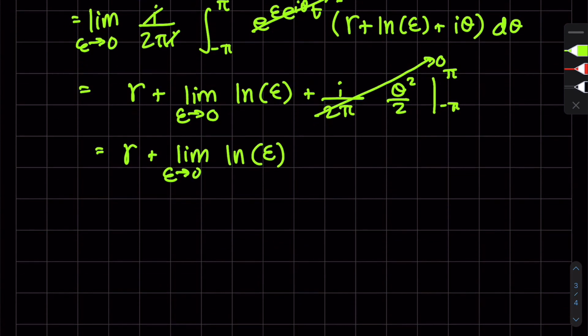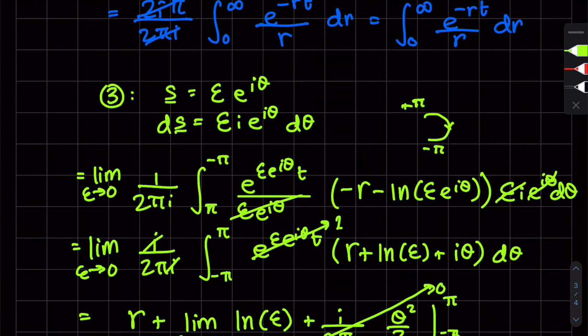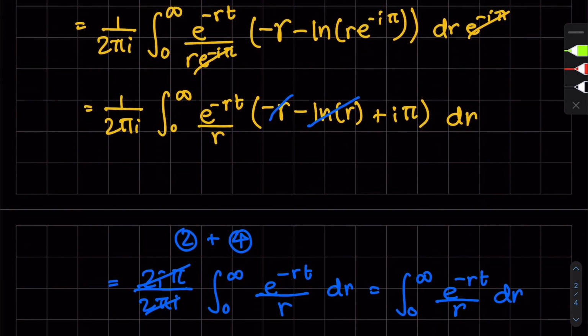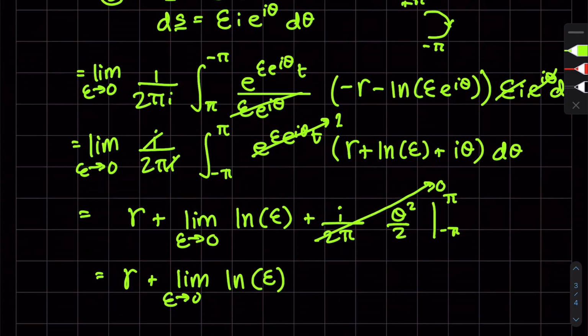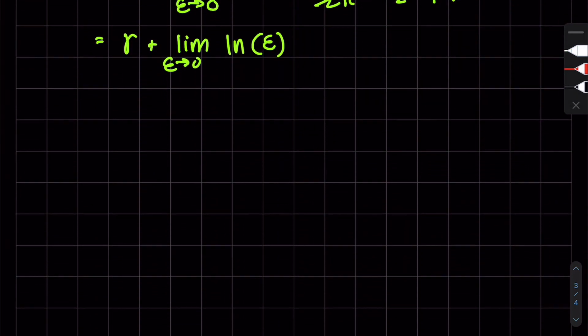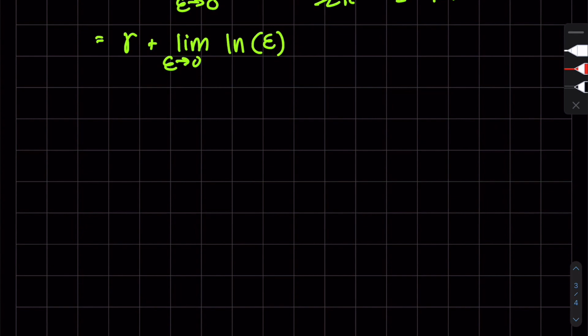Now this diverges, but maybe we have a hope of this cancelling out with the divergence up there that we created for 2 plus 4. So we just need to see if that works out. If it does, we should get back our f of t, which was natural log.